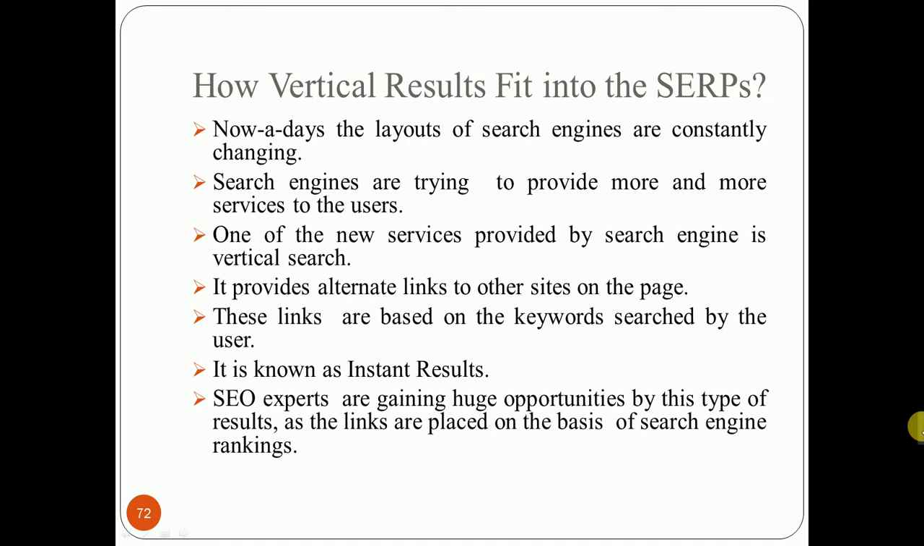These links are based on the keywords searched by the user. It is known as an instant result. Whenever you see vertical search as images, videos, news, as we have seen earlier, it gives you an instant result. You do not need to wait for the images or the result. It gives results based on your requirement.